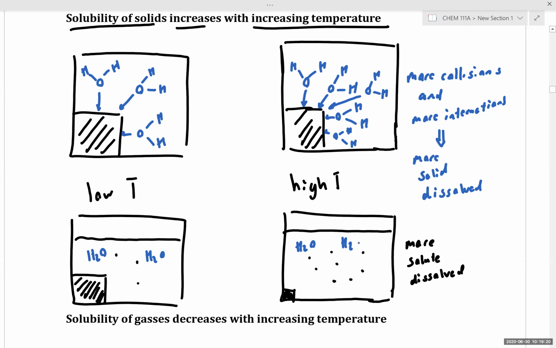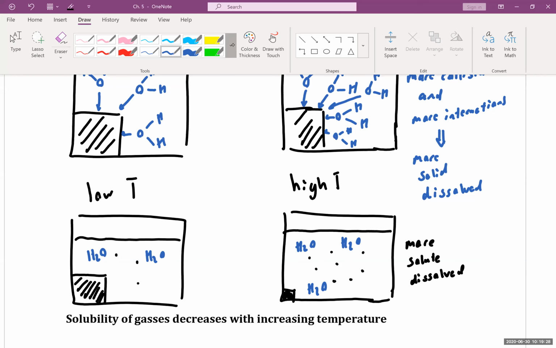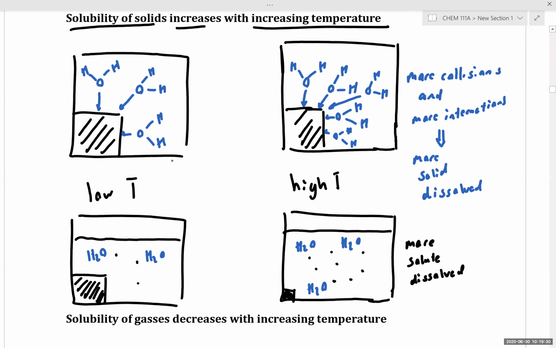Does this make sense to everyone so far? Intuitively, we know that if, for example, you want to increase the amount of sugar or honey dissolved in your tea, you can just increase the temperature, heat up your drink, and the honey or sugar will dissolve.